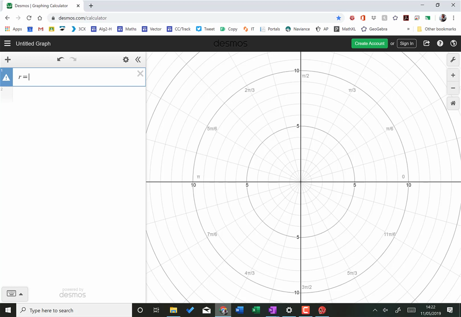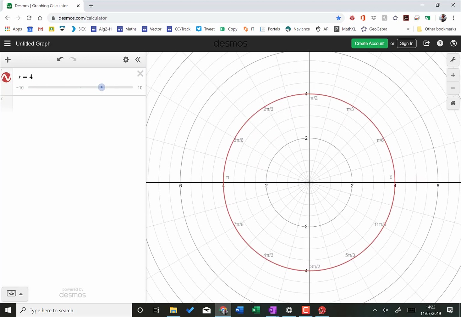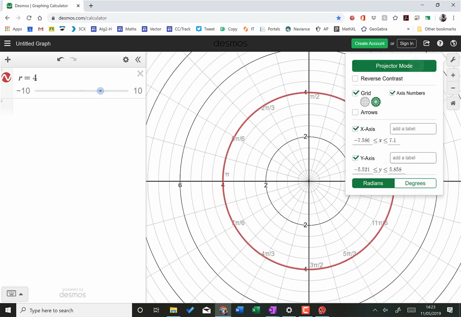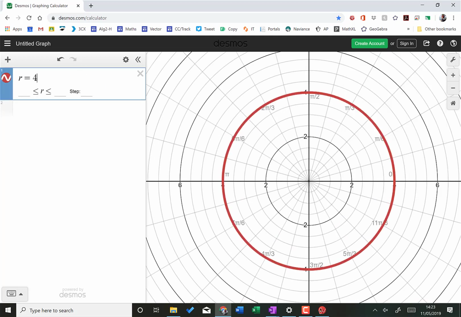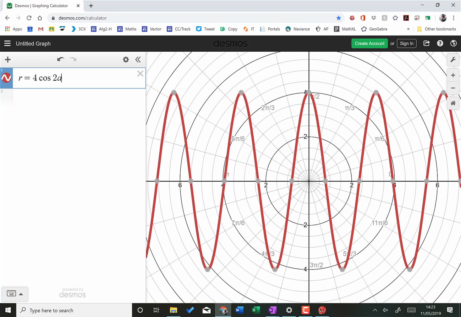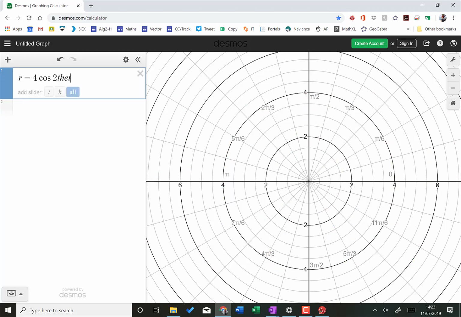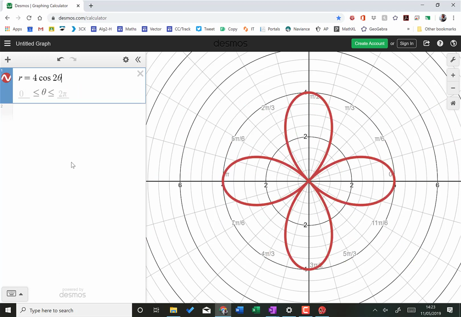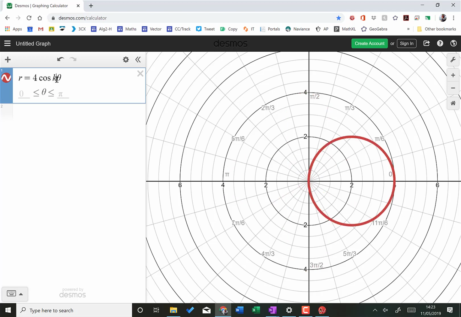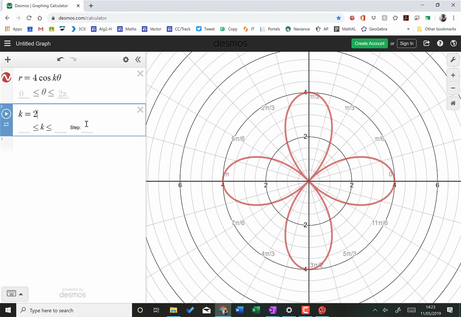This was 2 theta, and the 2 acted as an amplitude. So I'm going to do 4 just to make it bigger and kind of move it out here. And let's go to projector mode so you can see this. But 4 cosine of 2 theta. Here's theta, and there's 4. And let's put a slider in there so I can change the 2. There we go. Step of 1. Okay, and we'll make this go out to 100.